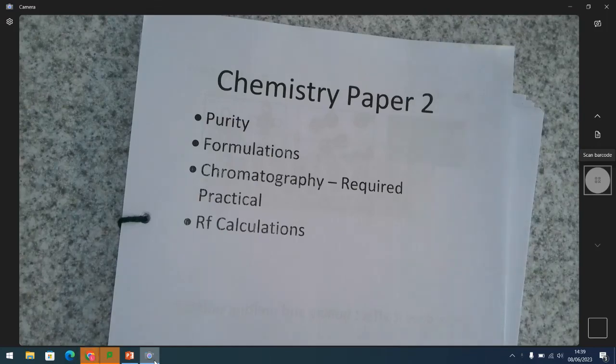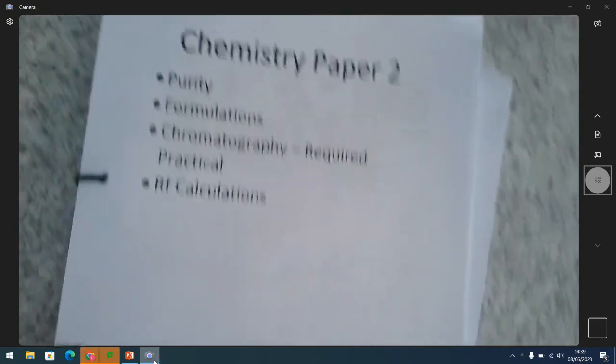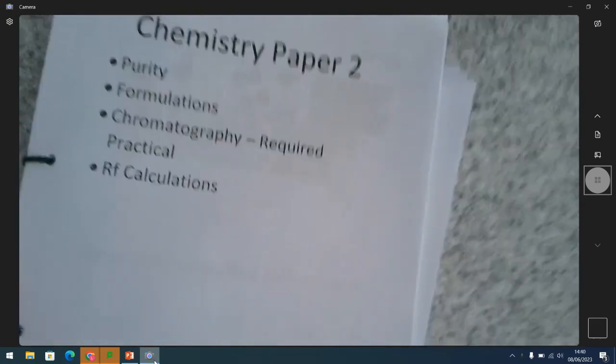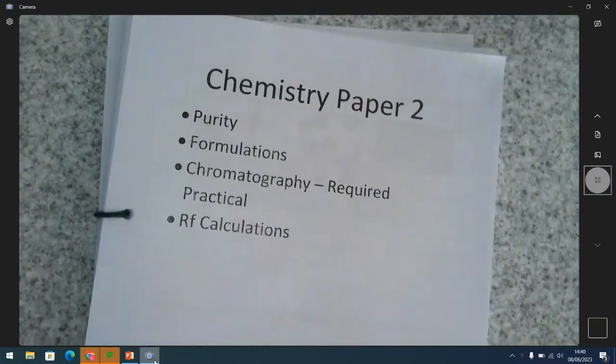Hi Year 11, in this video we are going to look at the chemical analysis topic of chromatography, and this is a required practical. Before we do that though, we're going to talk a little bit about purity and formulations before we then look at the chromatography required practical and what sorts of questions you then get asked about it.